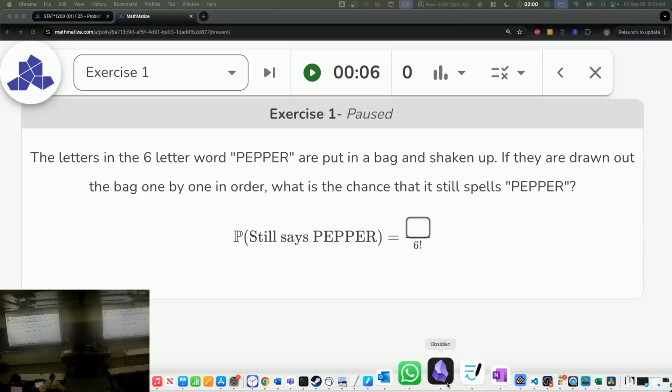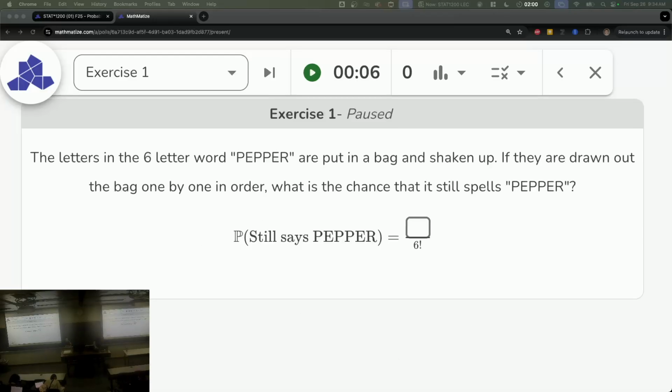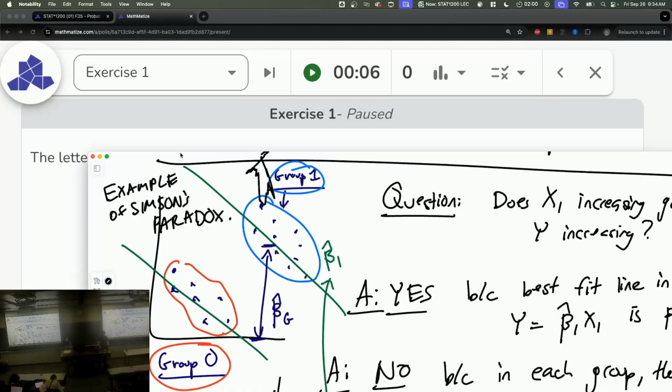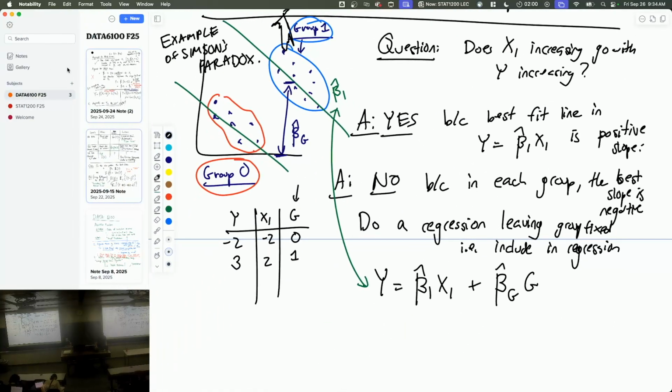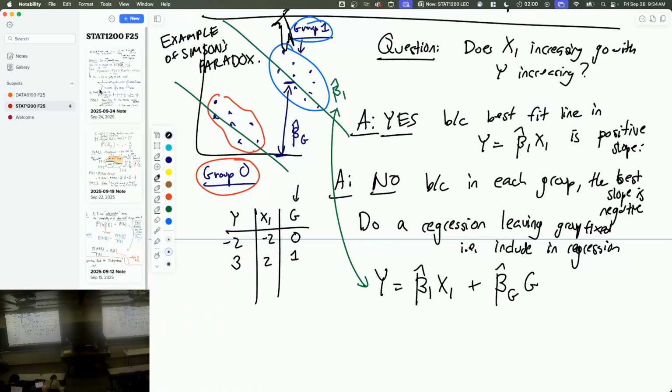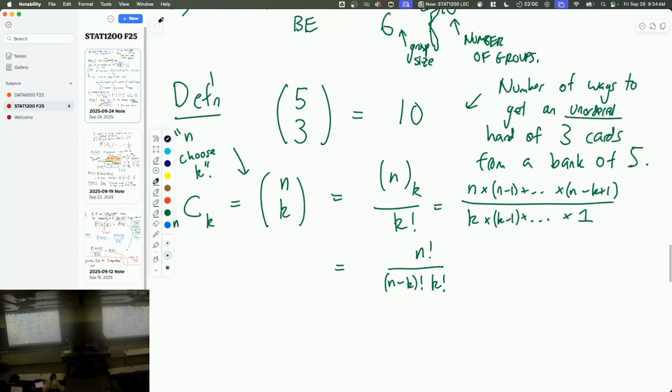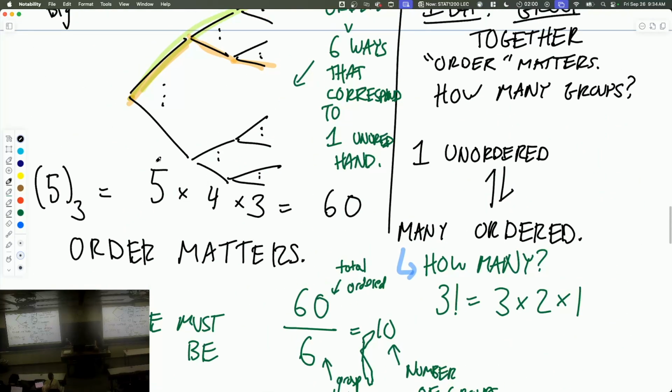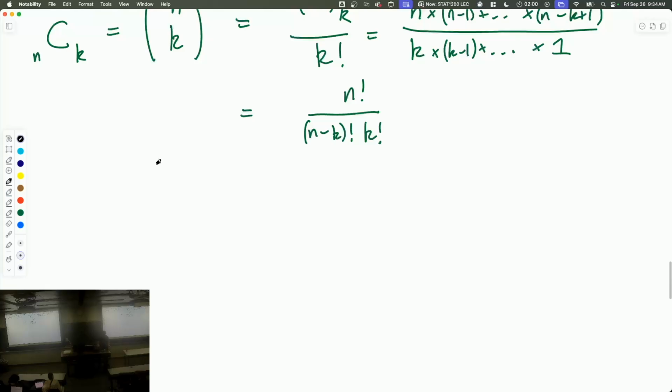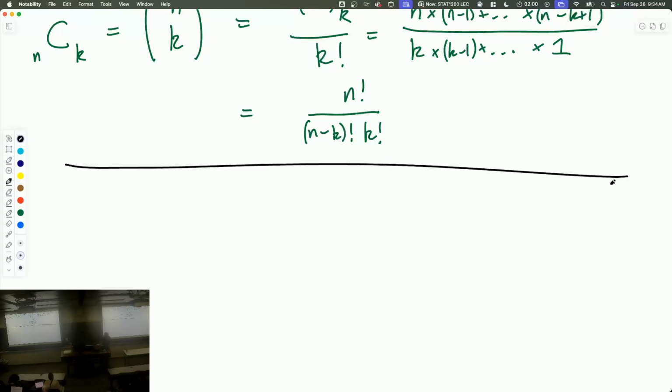You just have to take what we did last class and add on to it. So one way to do it, let's bring over the blackboard. Okay, so last time we were doing these combinations and permutations. So there's a few different ways you could do pepper. I'll give you some options and you pick your favorite.